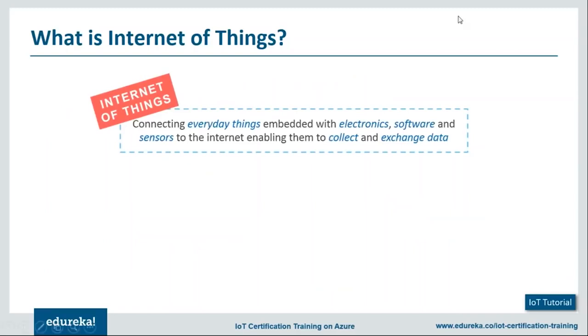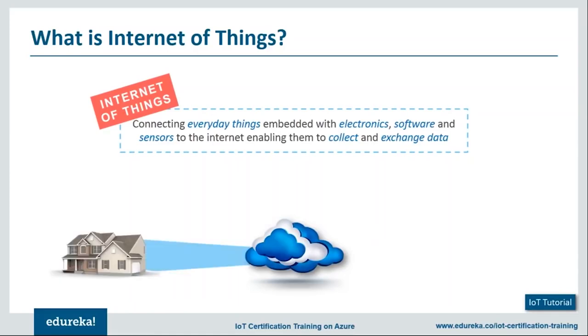It basically is a platform wherein we can connect everyday things which are embedded with either electronics, software or sensors to the internet, and this in turn enables us to collect as well as exchange data between these things. Now, when I say things, it can be anything and everything. Let's say I have an internet platform wherein I can connect these things. If I take the example of my house, I can connect my lock, I can connect my AC, I can connect my lights, and all this can be managed on the same platform.